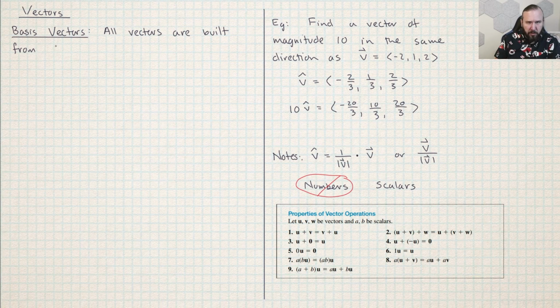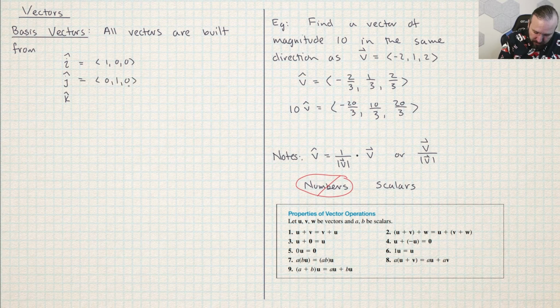I also want to talk about basis vectors. So basis vectors are very basic objects that we use to build all of the other vectors out of. So they have names. They call them i hat, j hat, and k hat. So the meaning of i hat is the vector 1, 0, 0. The meaning of j hat is the vector 0, 1, 0. And the meaning of k hat is the vector 0, 0, 1.